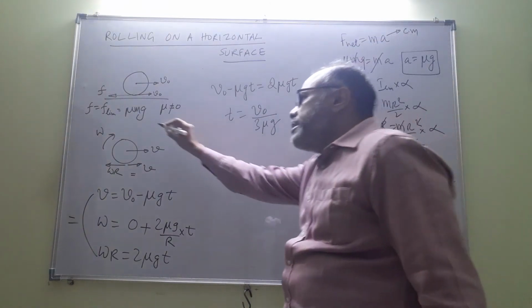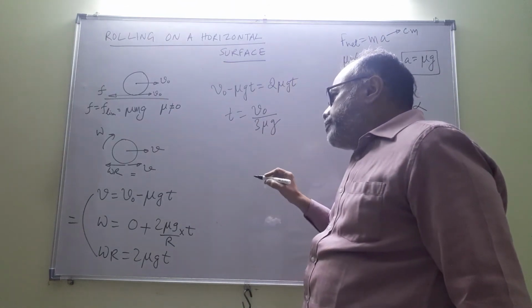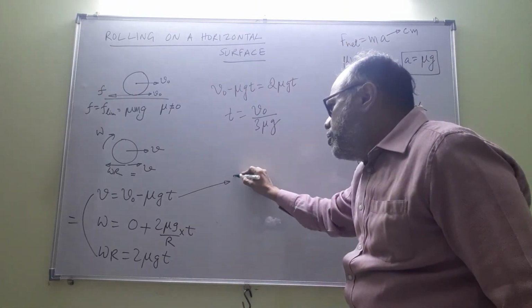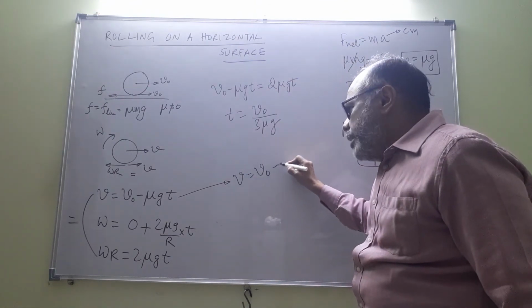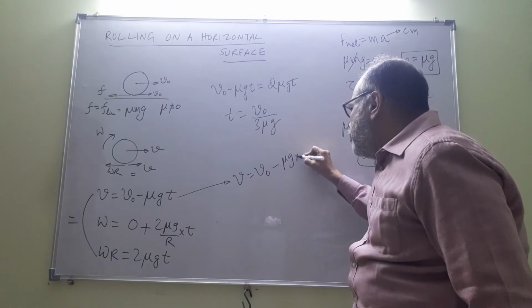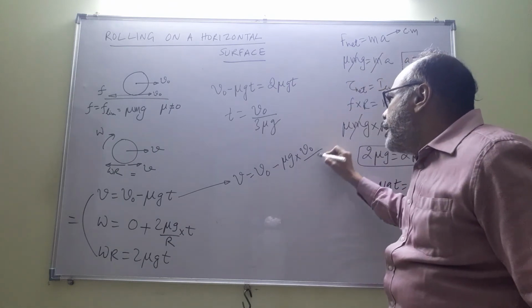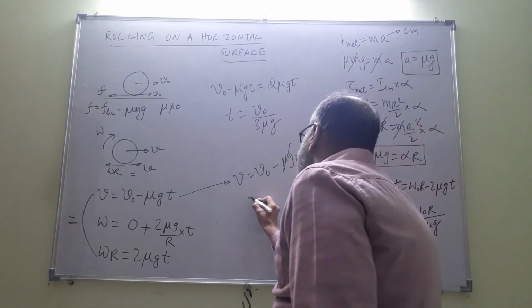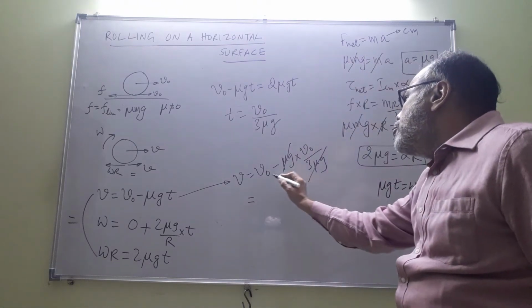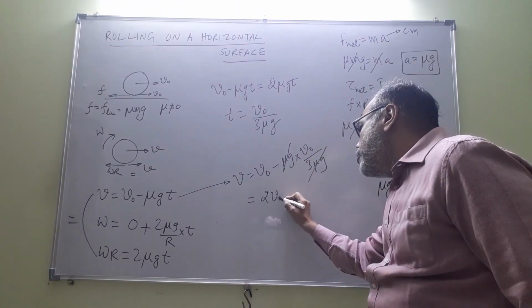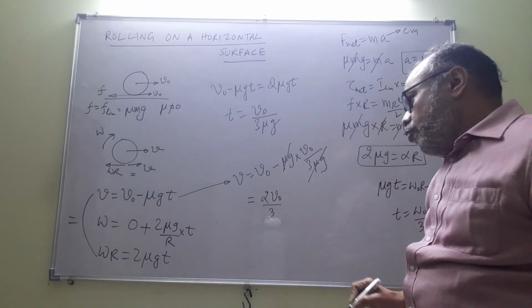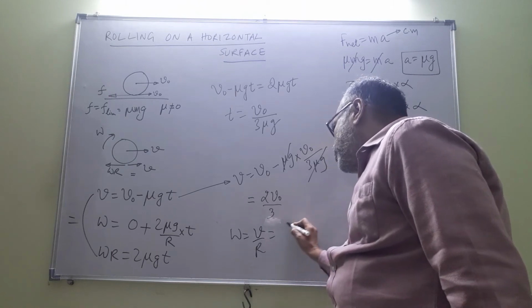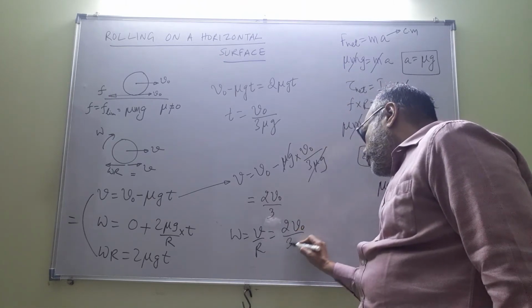Now let us see what is that velocity at which pure rolling starts. Use this equation, v is equal to v naught minus mu g into t. t is v naught by 3 mu g. So mu g would cancel and you will have v naught minus v naught by 3, that is 2 v naught by 3. What will be omega? Omega is v by r, so it will be 2 v naught by 3r.